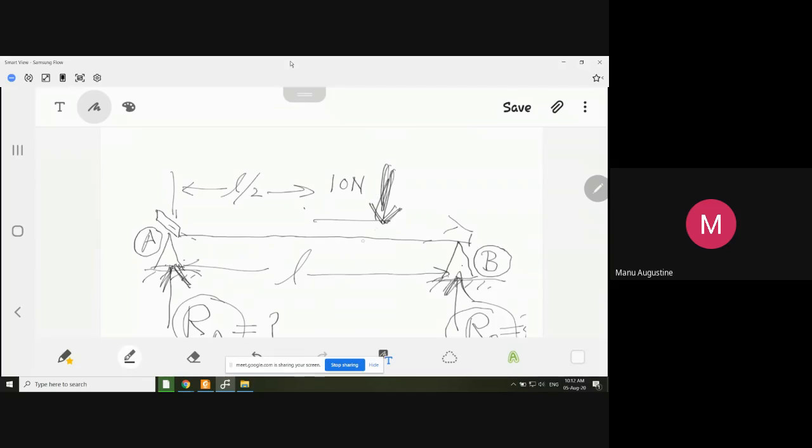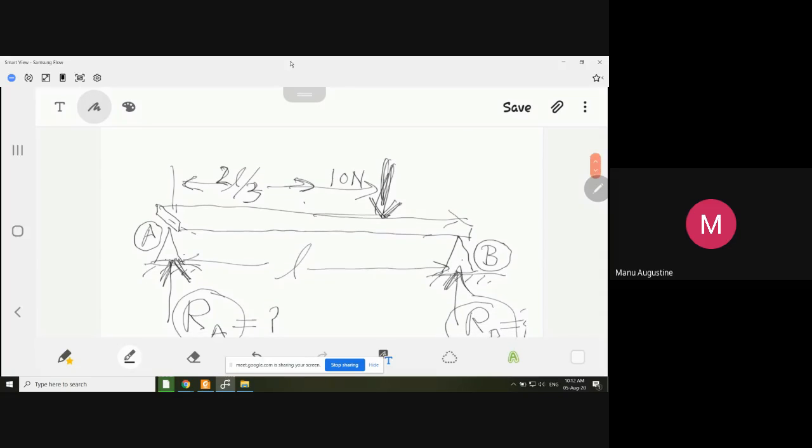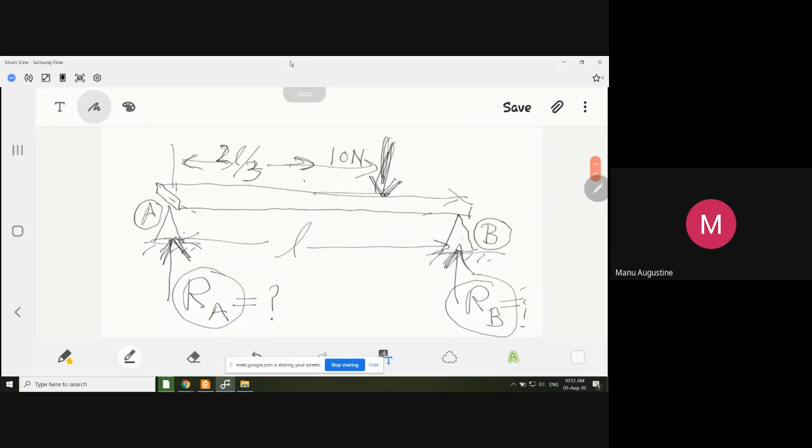Let us say now this distance is 2L by 3. Same 10 Newton is applied, but now additional laws of mechanics have to be used by you. Why? Because now common sense does not prevail here. You cannot directly guess the value of Ra and Rb. Now you have to apply moments, you have to apply other laws of mechanics.